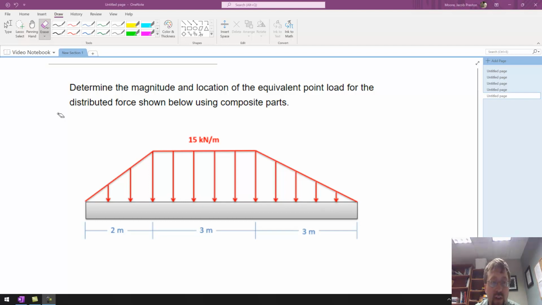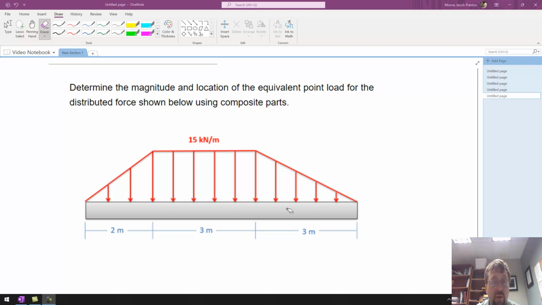Hello everyone. For this worked example, we're going to determine the magnitude and location of the equivalent point load for the distributed force that's shown below. The distributed force has a ramp up area, a flat area in the middle, and then another ramp down at the end.